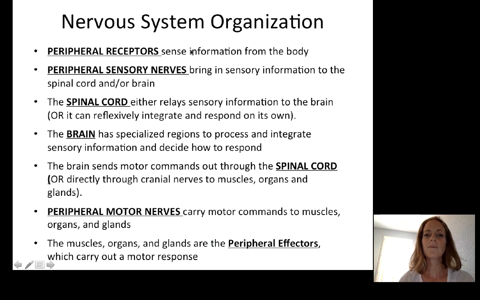So I will let you guys review this nervous system organization. I'm keeping it here in the PowerPoints just to continue to remind you how these sensory pathways go from the peripheral receptors and nerves into the spinal cord and brain, and then back out through the motor nerves to the peripheral effectors, organs, muscles, and glands.